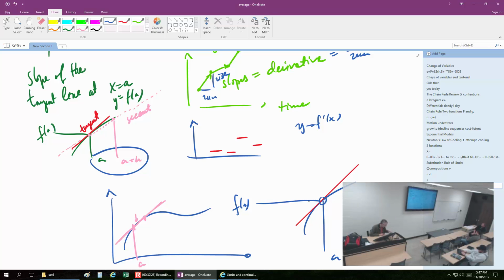Okay, so derivative is a limit. So this picture on the left can be done with a spreadsheet. You can just have a bunch of secant lines, and it will compute the tangent line for you easily.